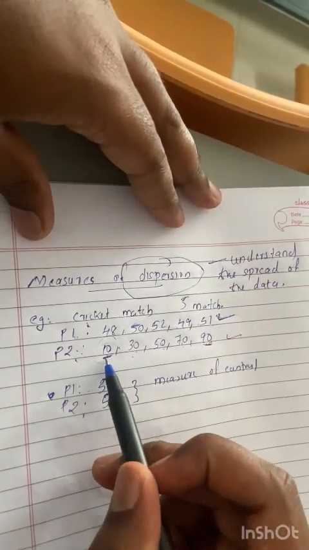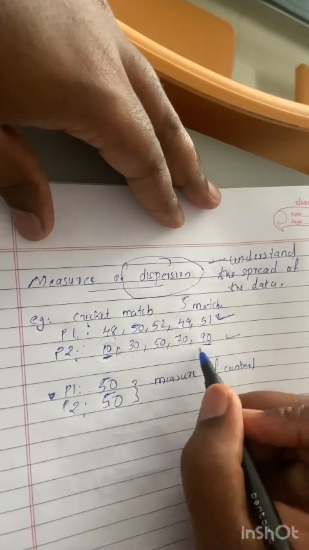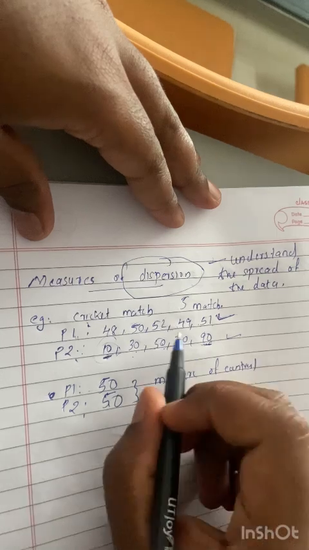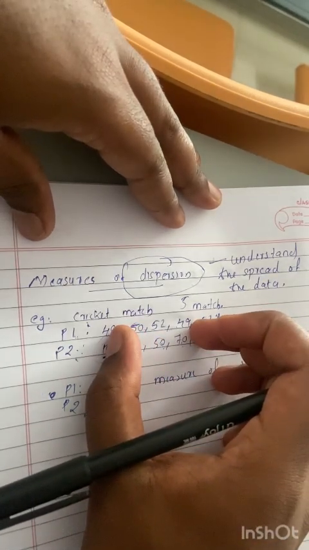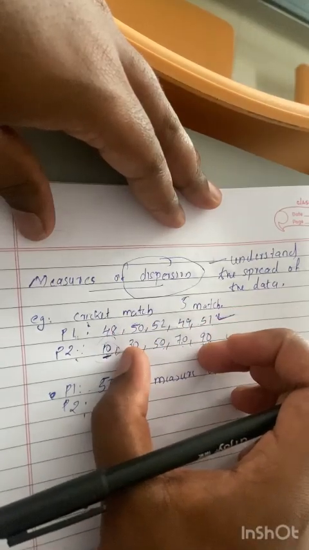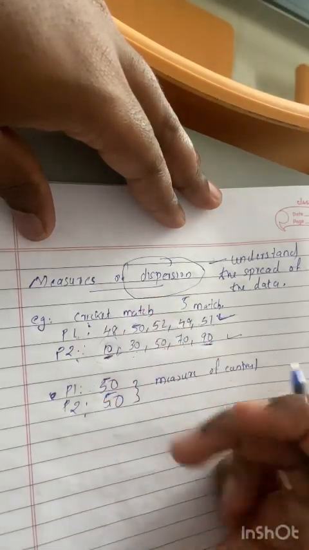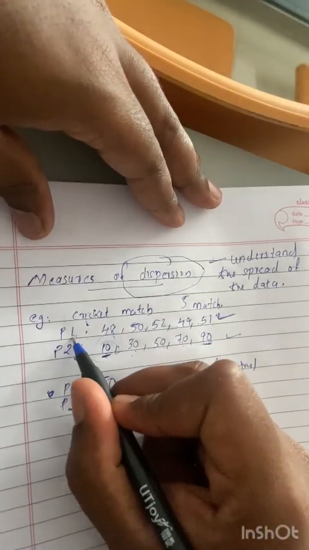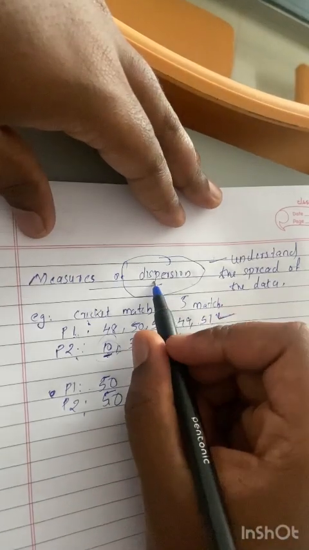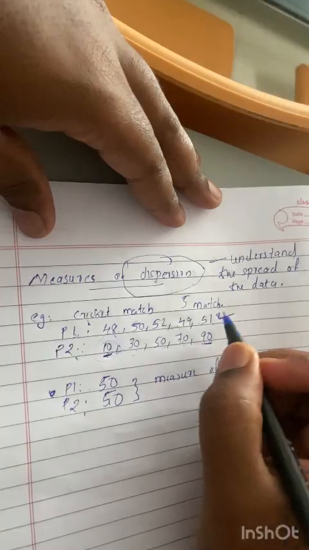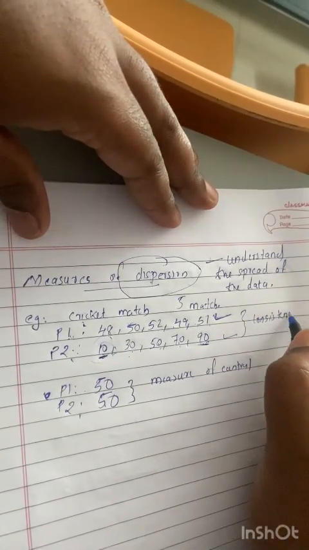So the spread of the data means what? This data has very low values as well as very high values, some moderate values also there, right? Here the spread of the data is very less. Why? Because all the values are near to 50. This has very low spread and this has very high spread. So for understanding this particular spread, we are using what? Measures of dispersion. And if it is assumed that this is player 1 and player 2, to understand which player is more consistent, for that also we can use dispersion. Okay, so for understanding the consistency also we can use dispersion.